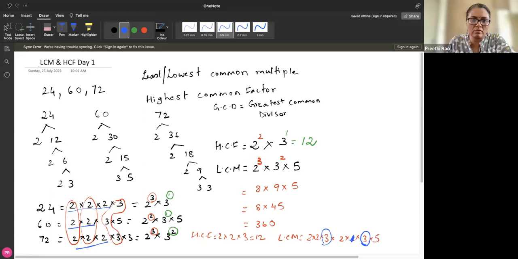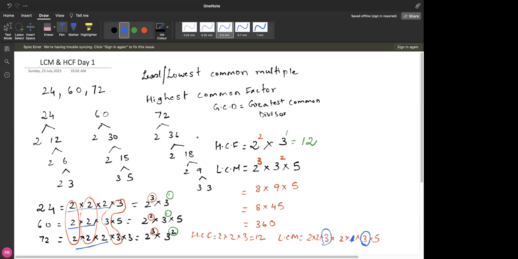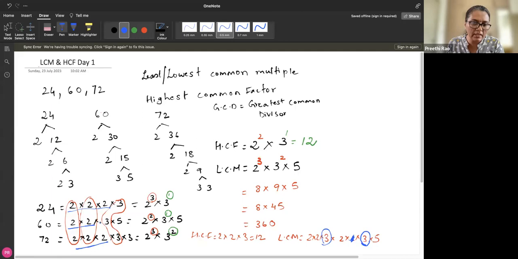So 360, is it divisible by 24? 60, yeah, and 72, yes. It's not about that, but in the bottom, if we look, we can see that two of the twos are common. But 24 and 72 both have 3 twos, but 60 does not have 3 twos. Okay, I see what you're saying. This one, there is one 2 missing, isn't it?